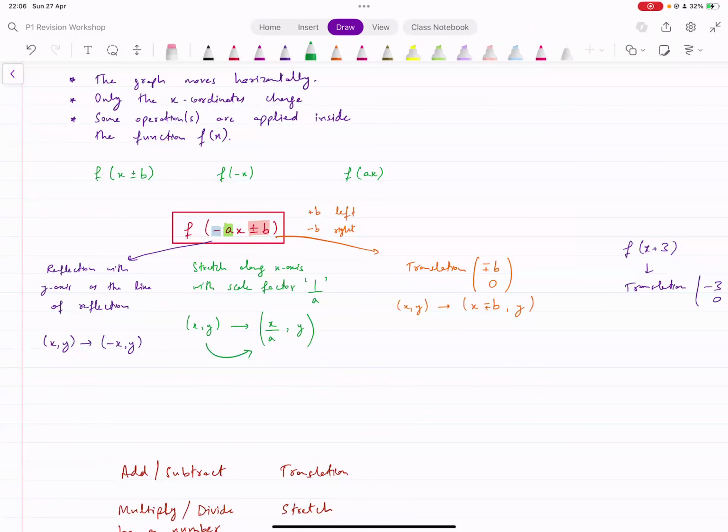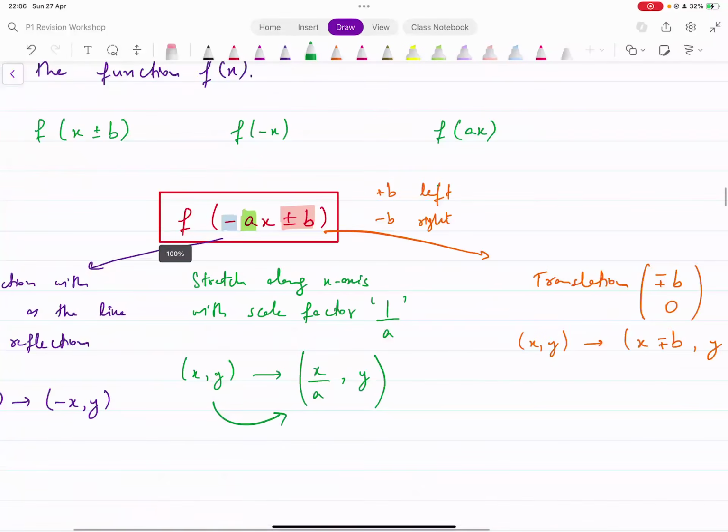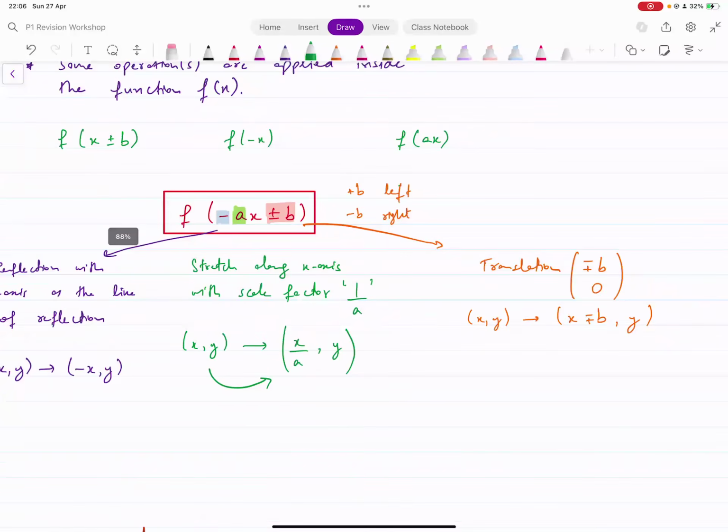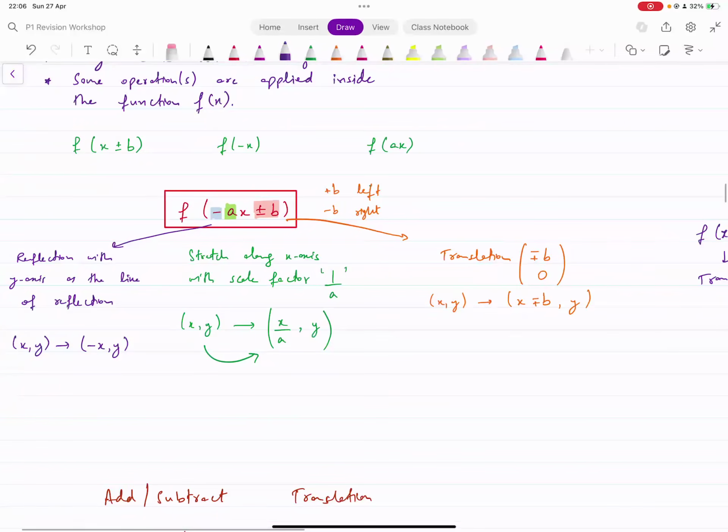Whatever that number is, you take reciprocal of that. So if it's 2, it becomes 1/2. If it's 1/5, it becomes 5. So stretch factor is just reciprocal of that number. So if it was, for instance, here, f of x over 3, it will be a scale factor of 3. Reciprocal of 1/3. Okay. Anything else, anyone? Any problems? You're all welcome.